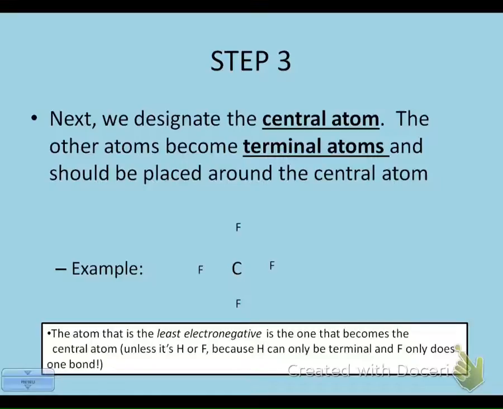The other atoms become terminal. Terminal meaning ending or outside in this case. So these are the outermost atoms. We call those terminal. In the example here, you can see I've aligned the terminal atoms around the carbon. It doesn't matter how you do it. It doesn't have to be symmetrical. It doesn't have to have any shape. But most people are going to want to feel comfortable adding them with just a little symmetry to it.